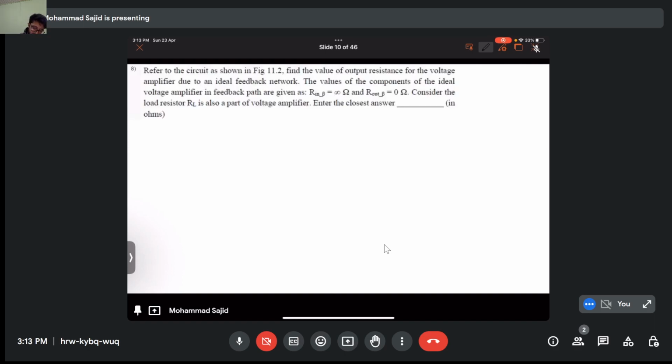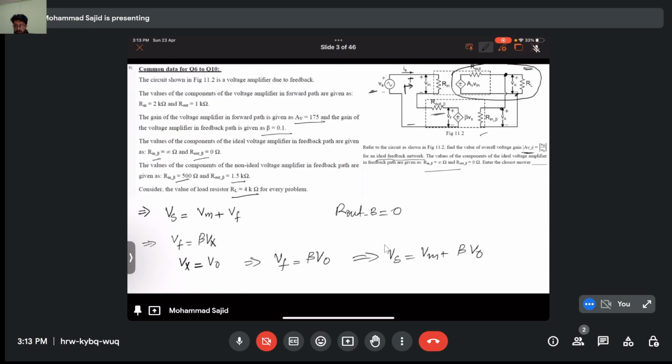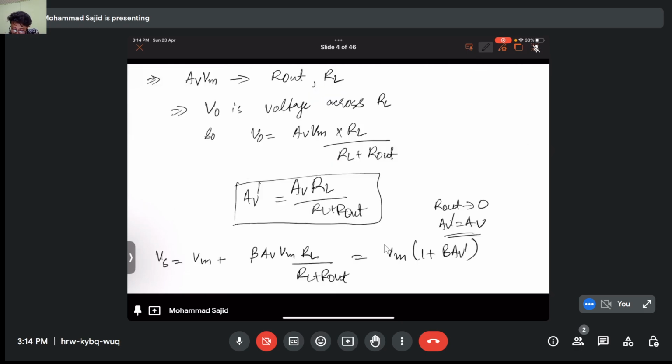Okay, now output resistance. Output resistance we will calculate by using the test source V out and find R out. If we look at the circuit, we will use the circuit here to find R out, then we will calculate it in parallel to RL. Okay, so let's start.